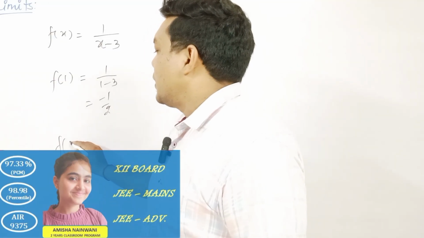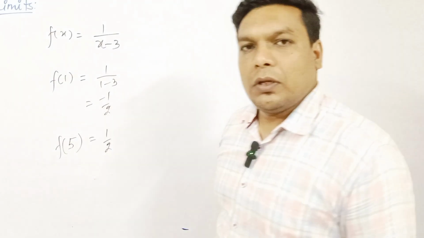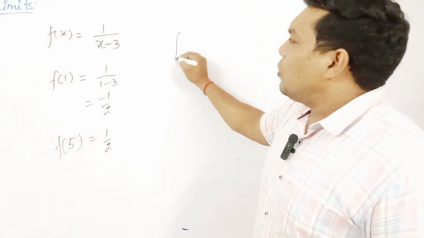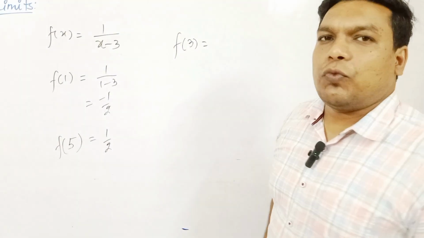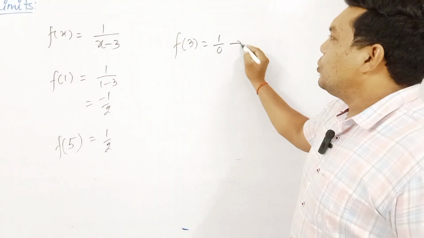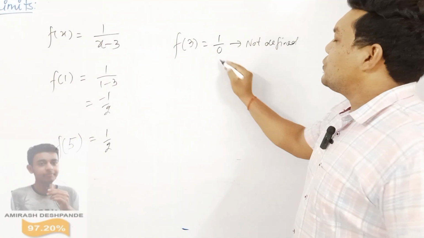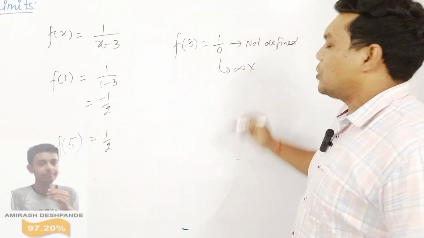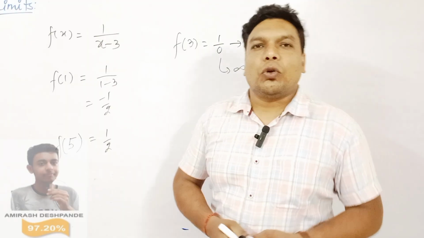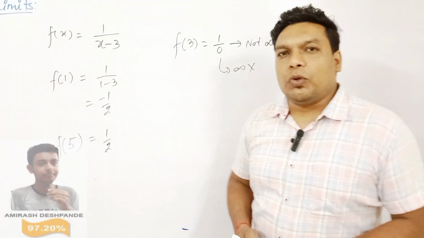Suppose we want to calculate f of 5. So what will be f of 5? It is 1 upon 2. Now, if you want to calculate f of 3, what will be f of 3? It is 1 upon 0, and 1 upon 0 is not defined. Don't be confused that 1 upon 0 is infinite. This is wrong. 1 upon 0 is actually not defined. It is not infinite. Okay, infinite is quite different from not defined.